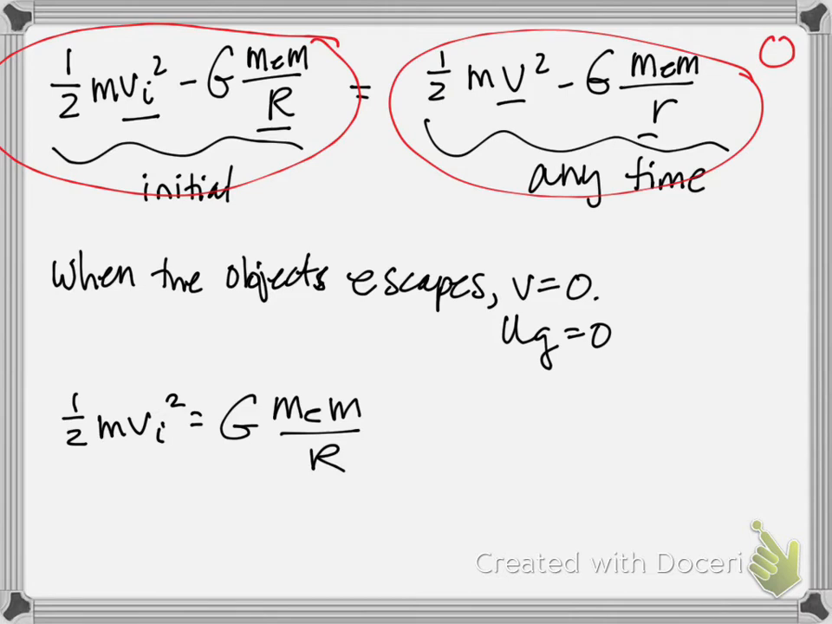Okay, so now I've got this expression here. Now I can cancel out the mass of the object that we're tossing, and we kind of thought we could do that anyway. So we get v_i squared equals 2 times big G, the mass of Earth, divided by the radius of Earth.